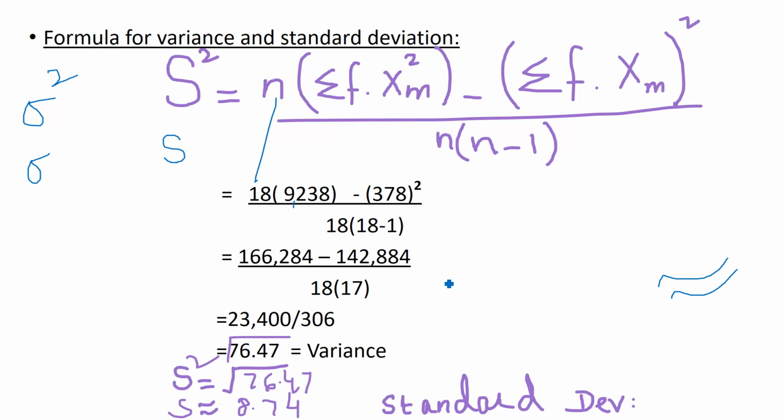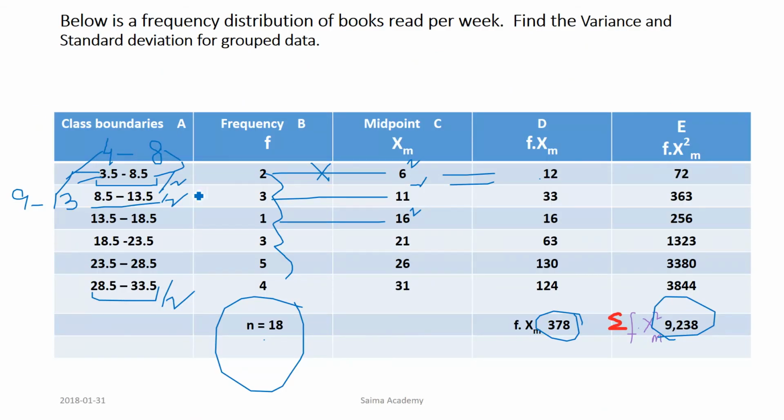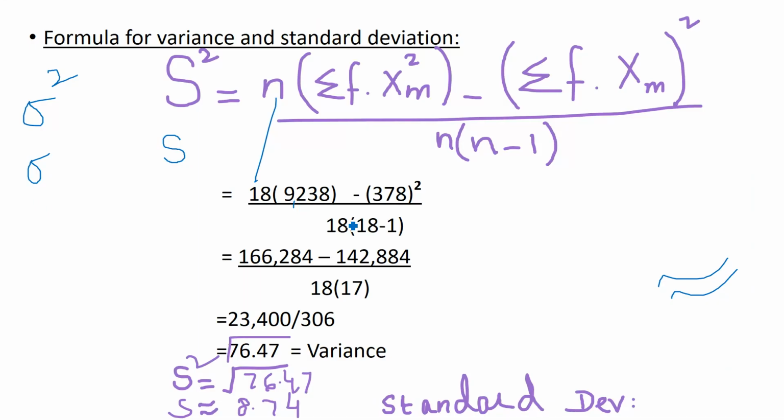our standard deviation is 8.74. Right? So in this lesson you have learned how to calculate the variance and standard deviation of grouped data. Whenever you have grouped data, you have to make this table, make the total of columns B, D and E, and put these values in the formula. You will get the variance, and take the square root of the variance in order to calculate the standard deviation. If you still have any question, write it down in the comment section, and thanks for watching.